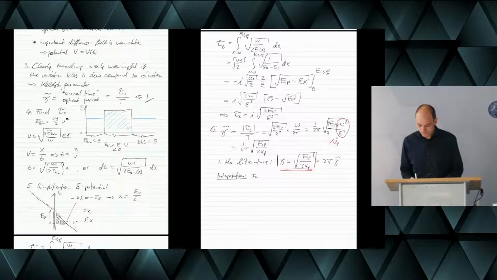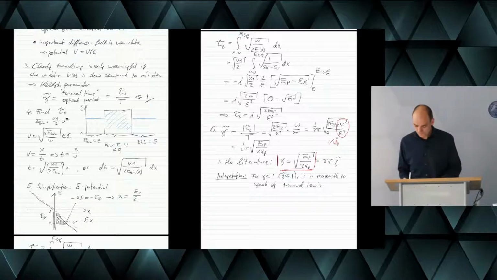For gamma smaller than 1 or much smaller than 1, in practice it's actually used as just smaller than 1, though one can discuss about this. For gamma smaller than 1, it is reasonable to speak of tunnel ionization. And for gamma much larger than 1, we have multi-photon ionization. That would be the better picture then.